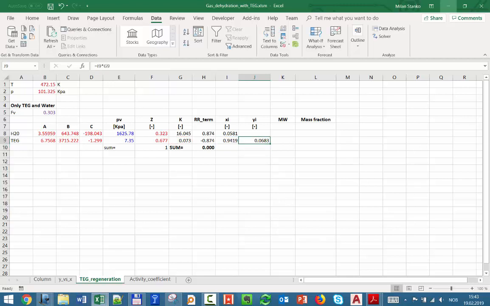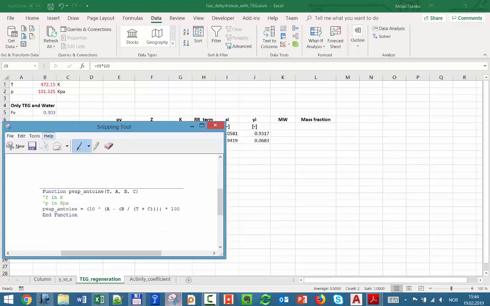Now you see, you're losing part of the TEG. Part of the TEG is going out with the water. But it will be purely water. Okay, so let me copy that.